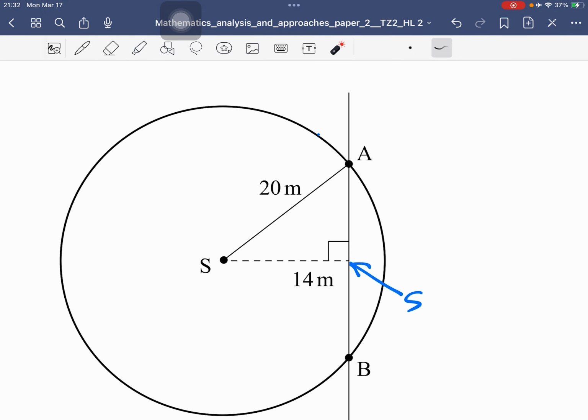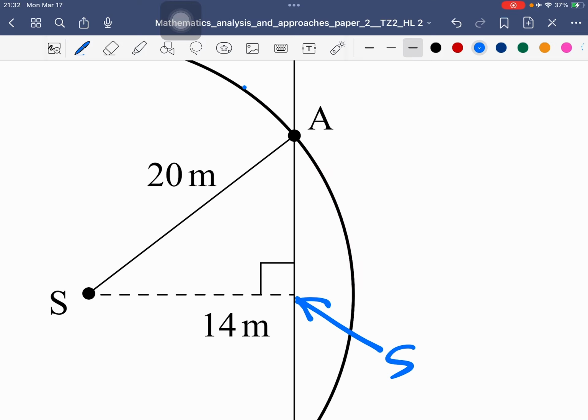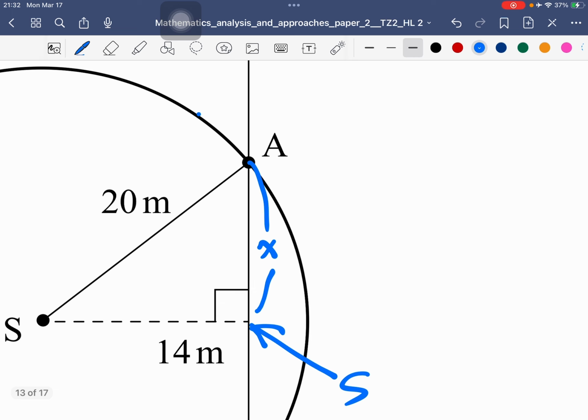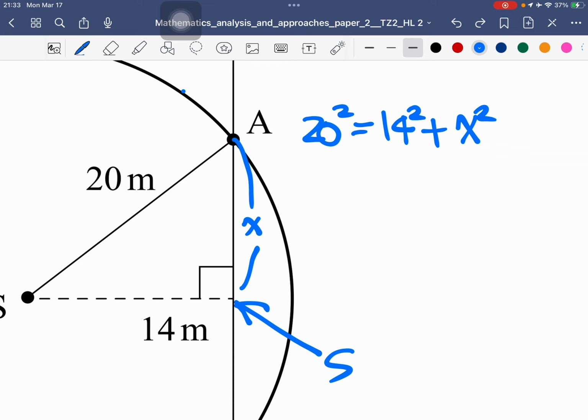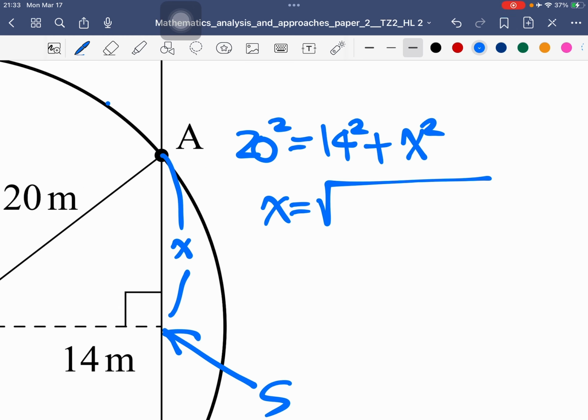From this right triangle, we can calculate this distance, and this distance times 2 will give us AB, right? So let's call the distance from the midpoint to A x. From the Pythagorean theorem, we can say 20 squared equals 14 squared plus x squared. So x equals the square root of 20 squared minus 14 squared.